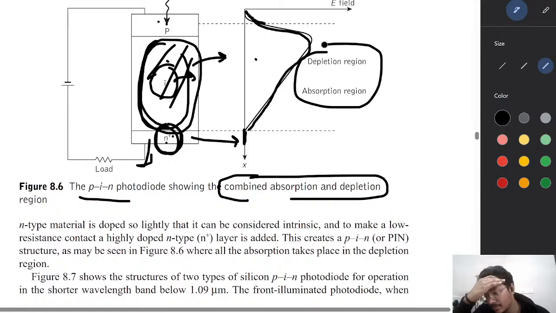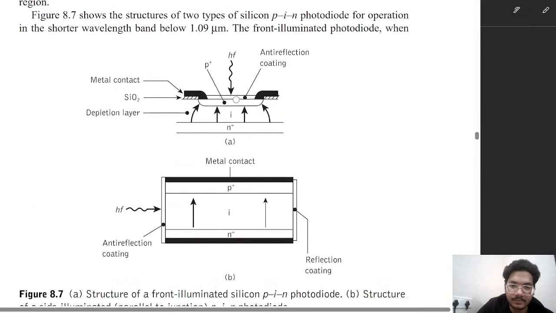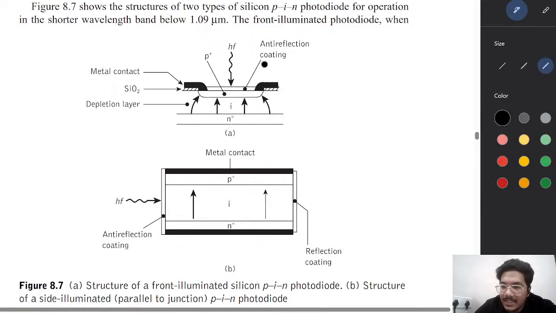So let's see the operation of the pin diode. As the light enters, it is absorbed in the wide intrinsic region. The photon creates an electron-hole pair. Under reverse bias condition, electrons go to the n side and holes to the p side.